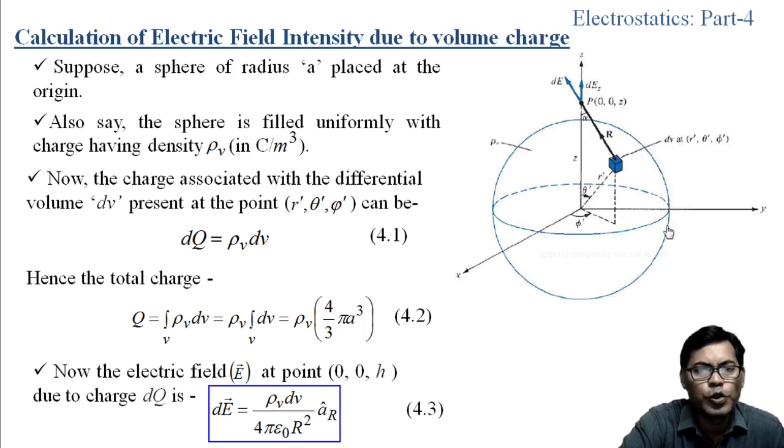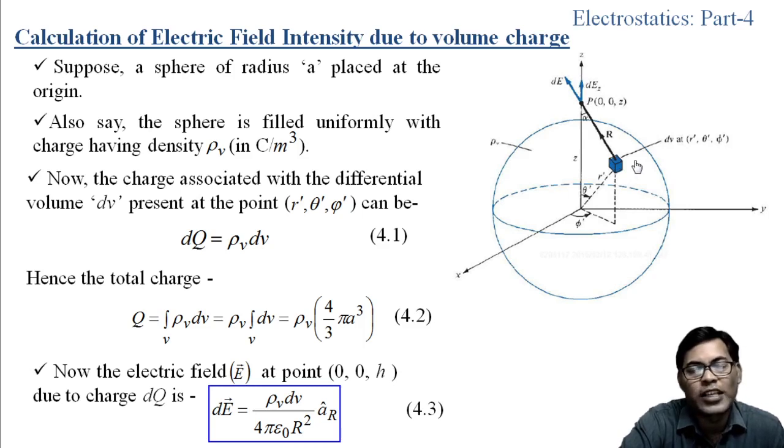Now, to calculate the electric field intensity outside the sphere, the point we have considered P having the coordinate 0, 0, z outside the sphere. For that calculation of the electric field intensity at the point P, we have taken a small or elementary volume dV, and the coordinate of this dV is r prime, theta prime, phi prime.